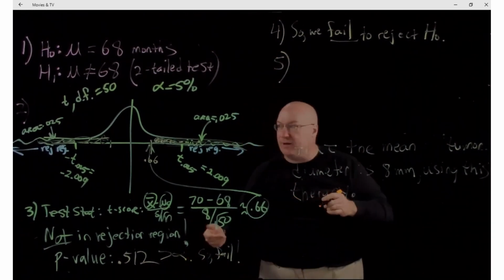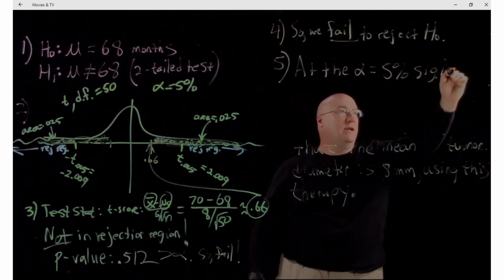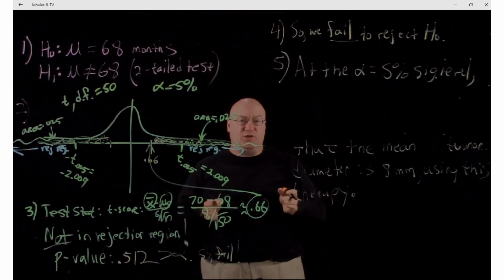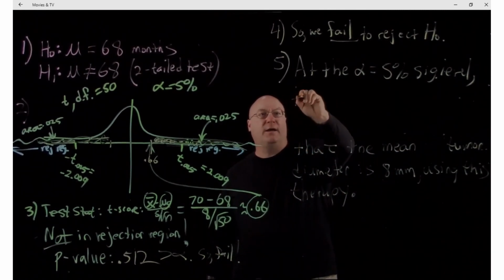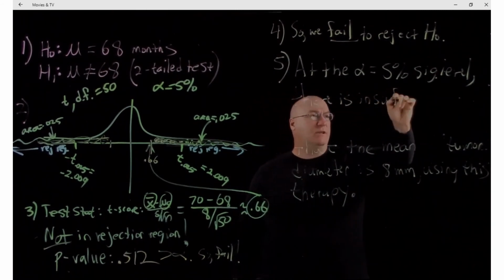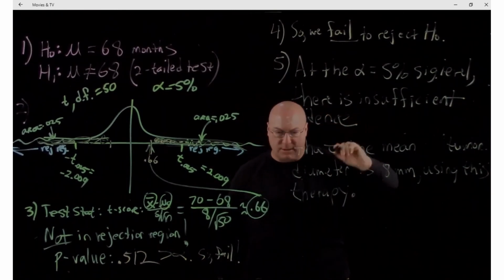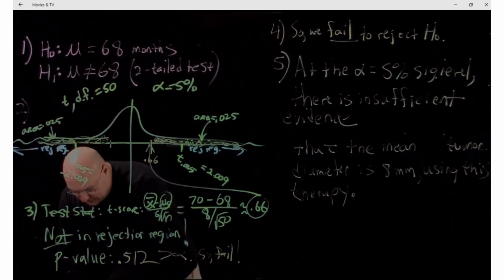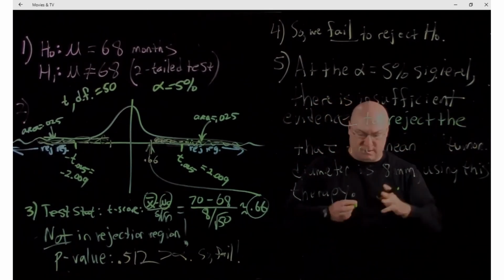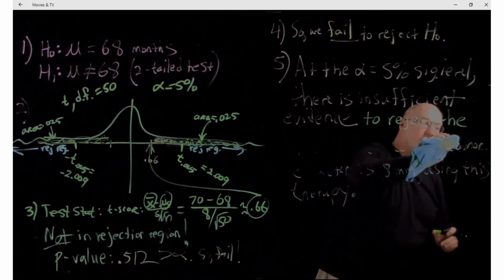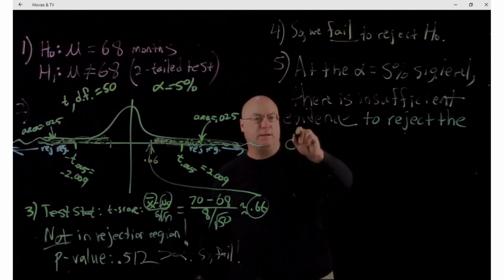What we say is, then, our final conclusion is, at the alpha equal 5% significance level, which again is not all that stringent, you don't have to go out too far to get beyond it, right? With the test statistic value. At the alpha equal 5% significance level, there is insufficient evidence. I'm going to change my marker again. There's insufficient evidence to reject the claim.